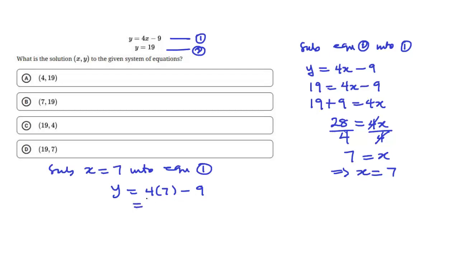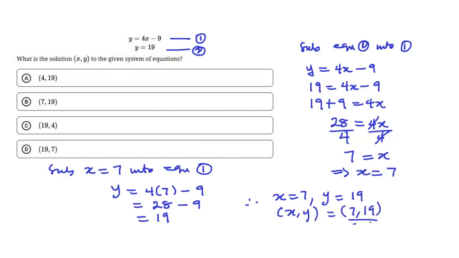So we have y is equal to 4 into brackets 7, right, minus 9. So in that case, 7 times 4, that is 28. So we have 28 minus 9, and 28 minus 9 gives us 19. So in that case, therefore, we can say that x is equal to 7 and y is equal to 19. If you write it in this coordinate form, x comma y is equal to 7 comma 19. And 7 comma 19 corresponds to option B.